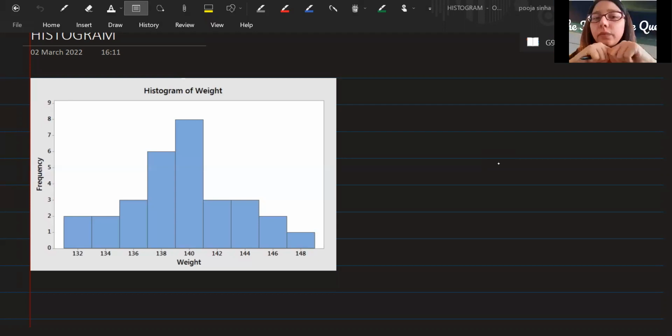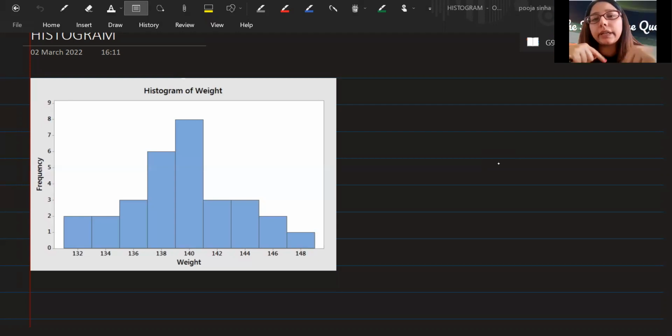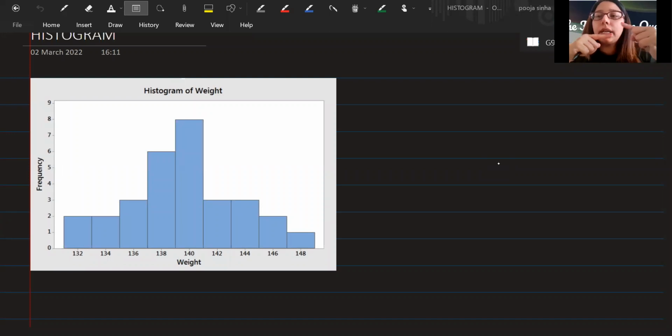And each bar is of what shape? Rectangle. It is like a rectangle. So if I'm saying area, then can you tell me what is the area of a rectangle? Length into breadth. So when I talk about the area of each bar, I'm going to talk about the length and breadth, which will be on the x-axis and on the y-axis for that particular bar. I will explain what it means.